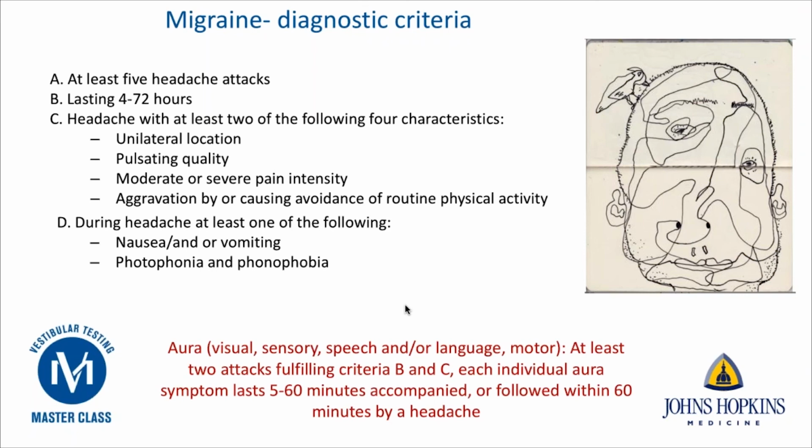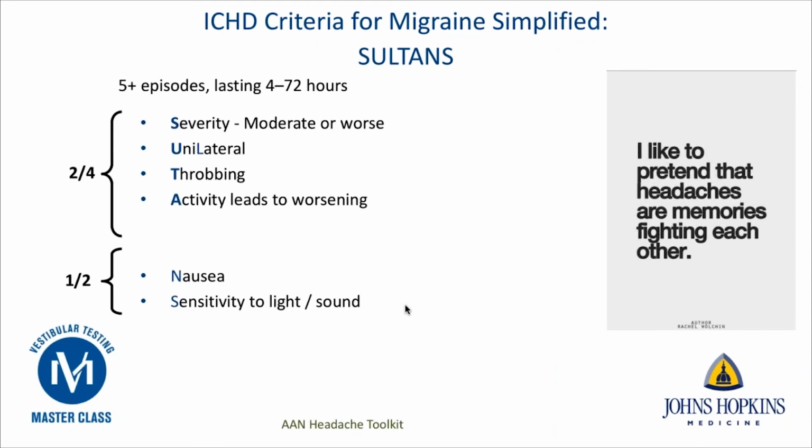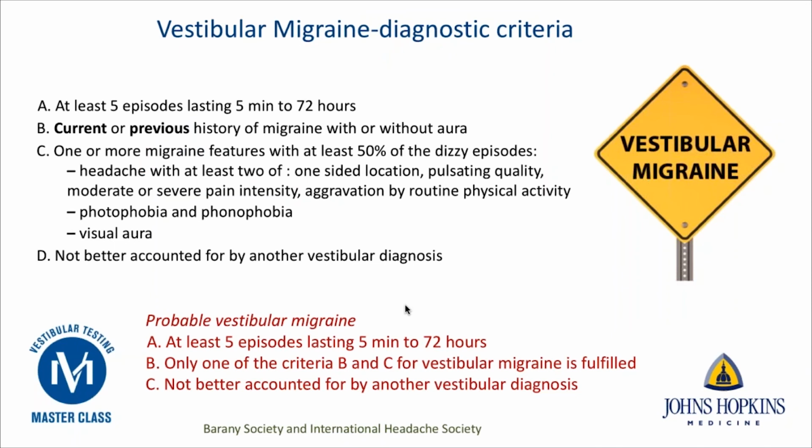Based on this criteria, migraine with aura would be the same, except that there are visual, sensory, speech or language, or motor aura that can at least be with 2 attacks that fulfill criteria B and C. And the aura usually lasts from 5 to 60 minutes, which can be followed by a headache. This mnemonic can help to quickly diagnose migraine based on the story. SULTANS: you can remember that, the severity of the headache that is moderate or worse. Unilateral, throbbing, and activity can make it worse. And there's also nausea and sensitivity to light and sound. So this is the diagnostic criteria for migraine.